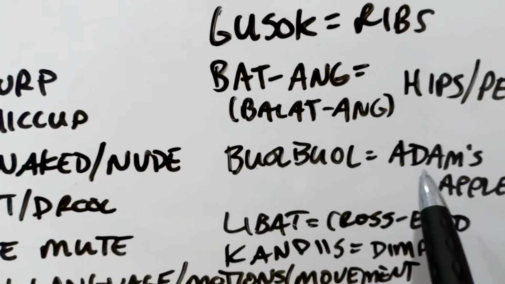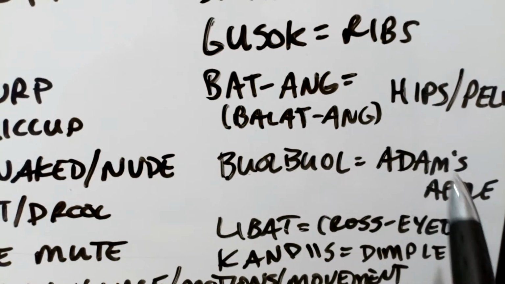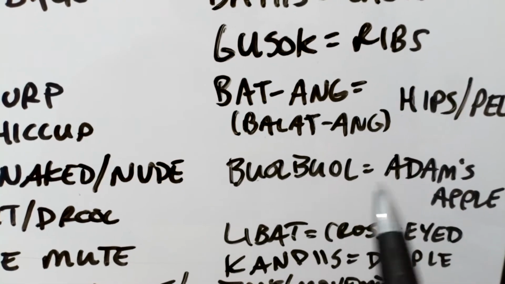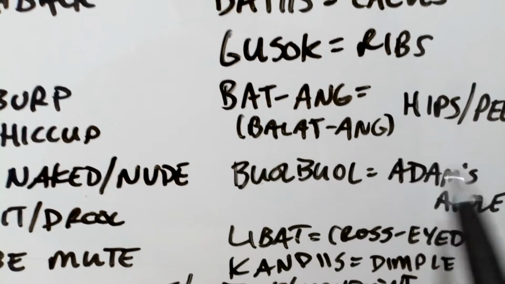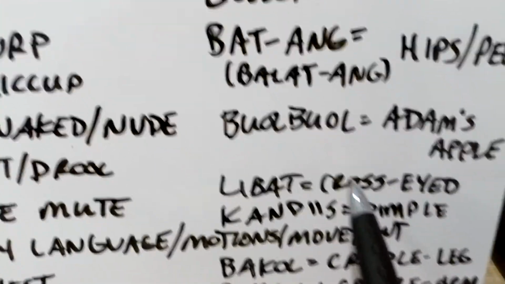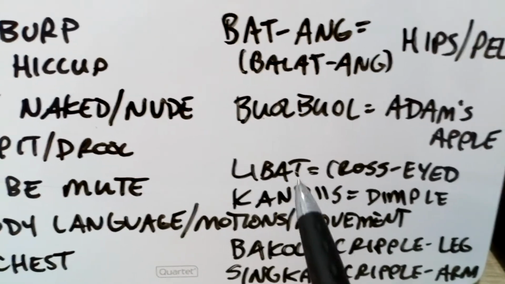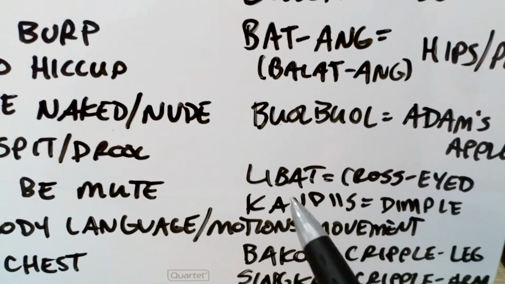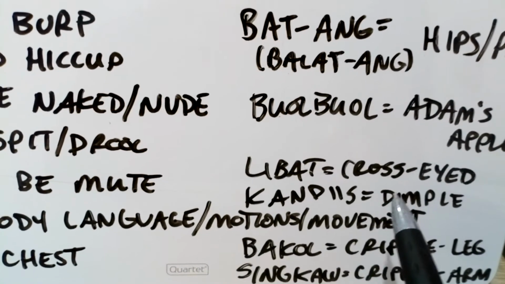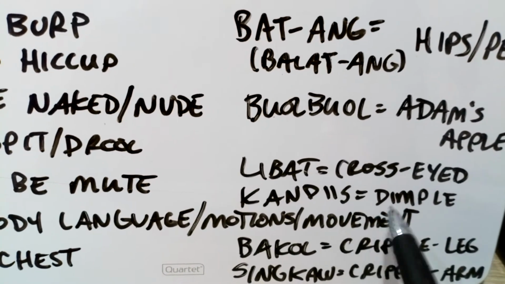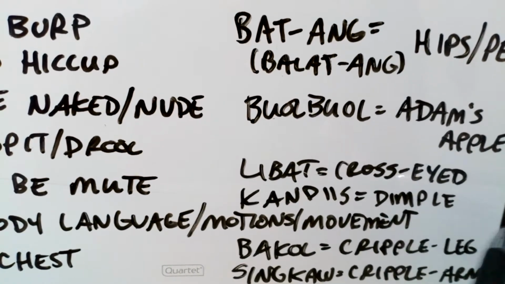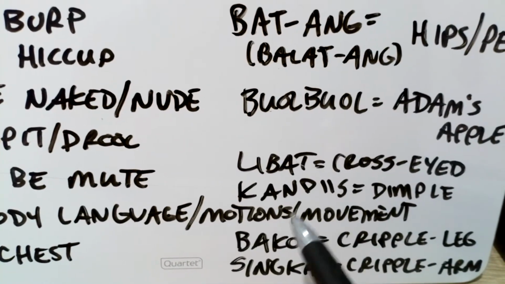Buol goes back to the throat, but it's specifically like your Adam's apple or that bulging part of the throat. Whatever area is bulging out of the throat, we call it buol. Not necessarily an Adam's apple, but it's that bulging area, right? Libat meaning to be cross-eyed, right? It's another disability. To be cross-eyed is libat. Kandiis meaning dimple. Kandiis is dimple. So when you smile, sometimes people have dimples. I have a dimple, so kandiis, na ako'y kandiis, right?